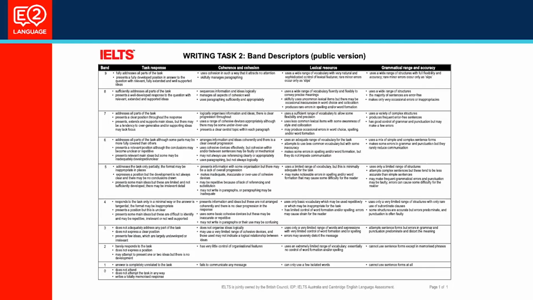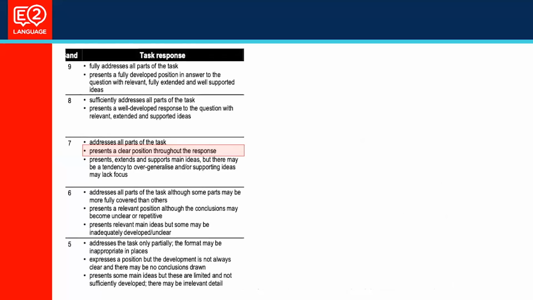Let's zoom in on the criteria. By the way, this is the public band descriptors. These are the public band descriptors. The examiner uses something very similar to mark your work. And as you would know if you've seen my video on writing task 2 criteria, the examiner gives you 4 separate scores for your essay. Now, one of them is for task response over here.